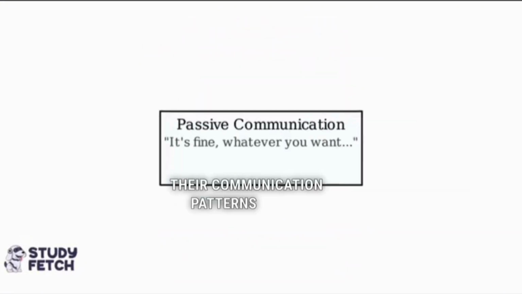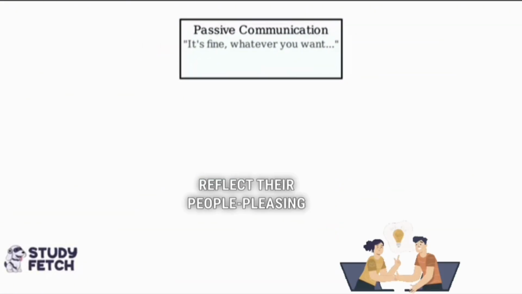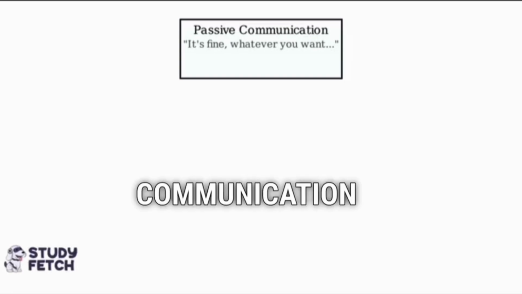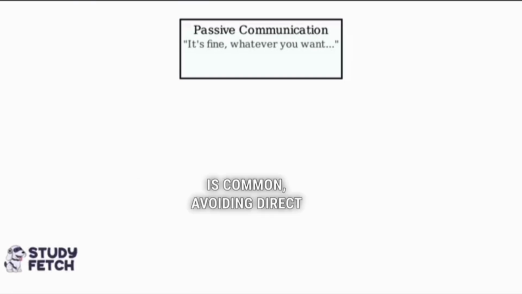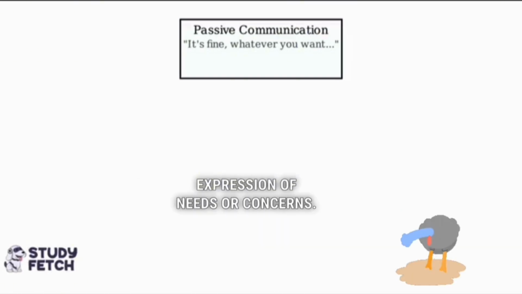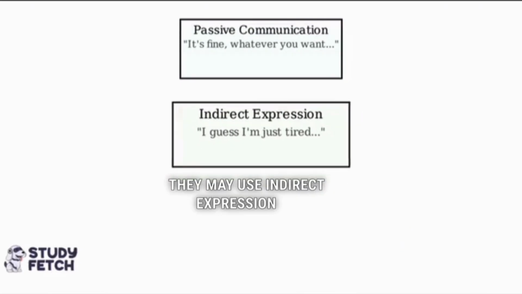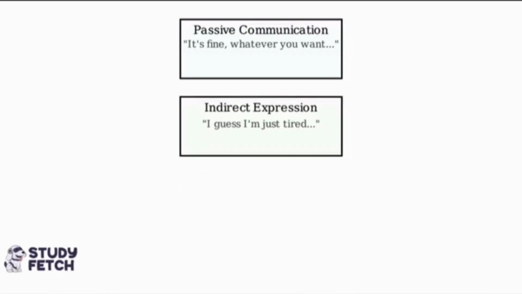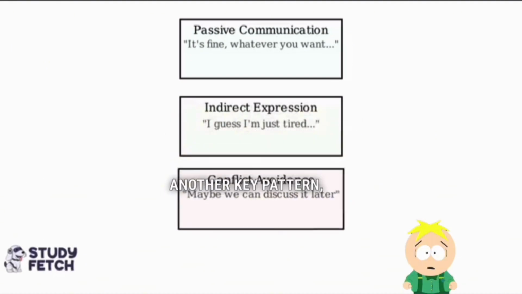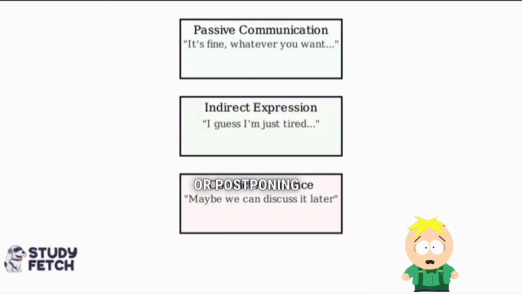Their communication patterns often reflect their people-pleasing tendencies. Passive communication is common, avoiding direct expression of needs or concerns. They may use indirect expression to hint at their feelings without causing potential conflict. Conflict avoidance is another key pattern, often deflecting or postponing difficult conversations.